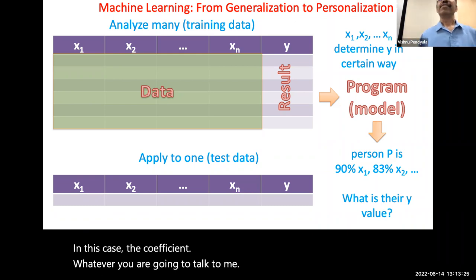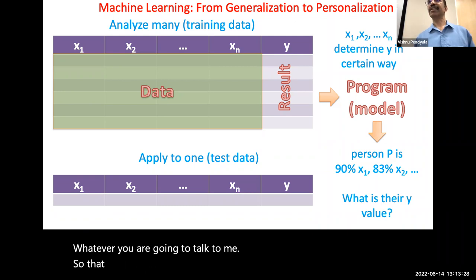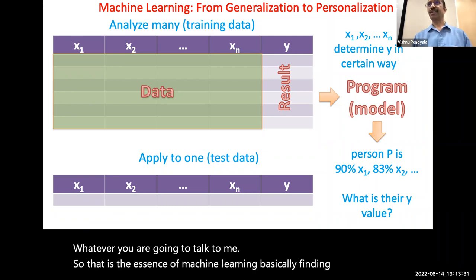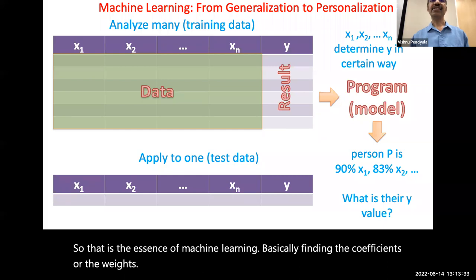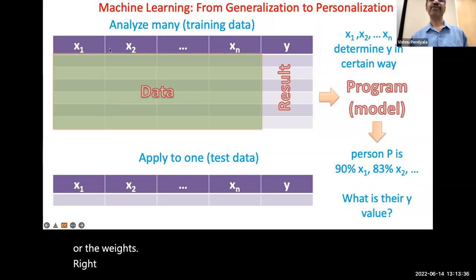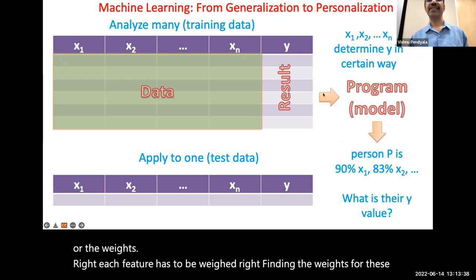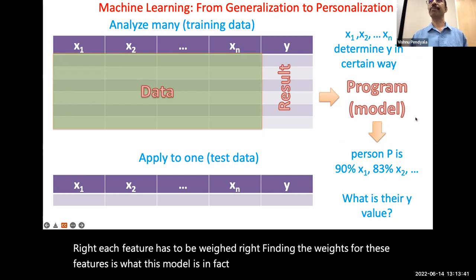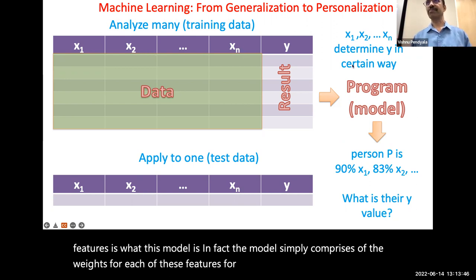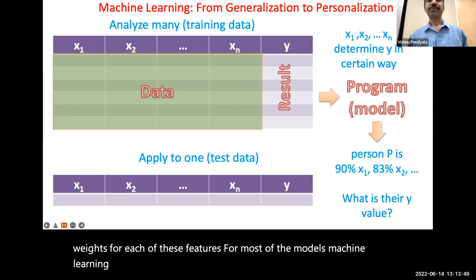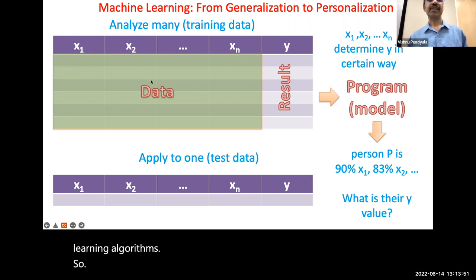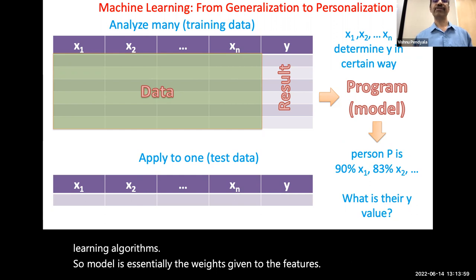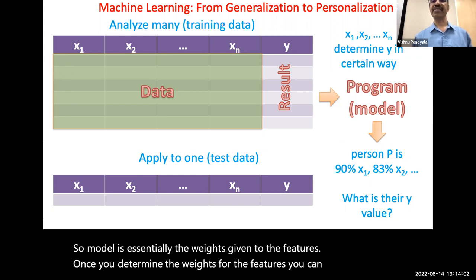That is the essence of machine learning, basically: finding the coefficients or the weights. Each feature has to be weighed. Finding the weights for these features is what the model is. In fact, for most machine learning algorithms, the model simply comprises the weights for each of these features. So the model is essentially the weights given to the features. Once you determine the weights, you can do things.